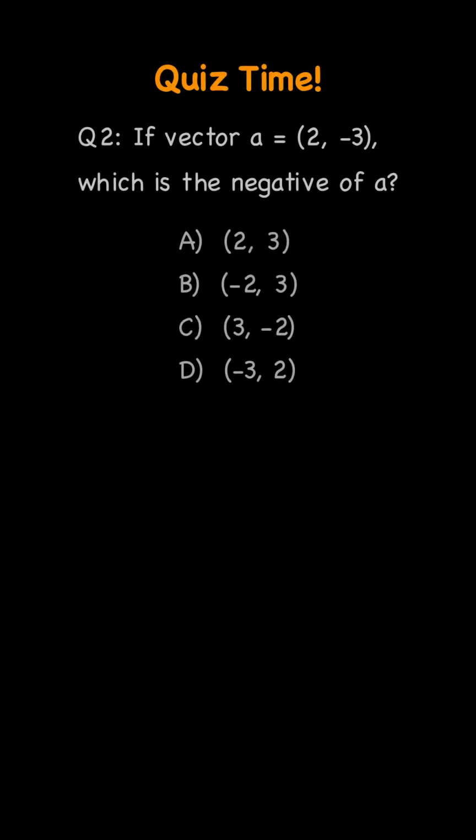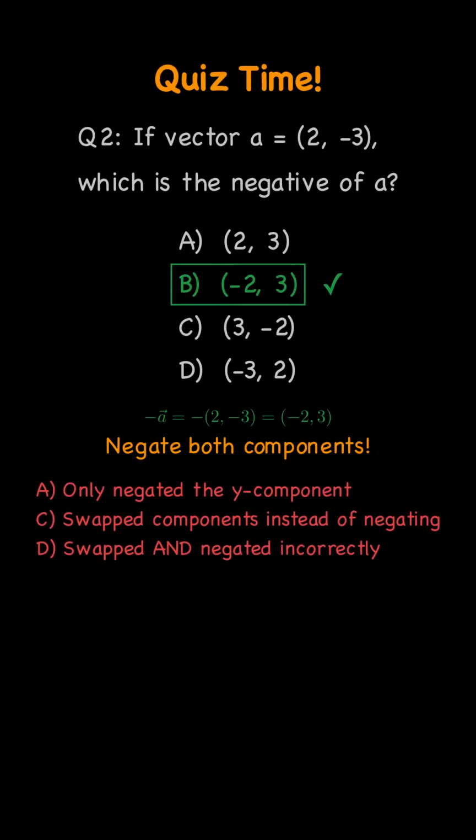Question 2. If vector A equals 2, negative 3, which of the following is the negative of A? Think carefully. Negate both components. The answer is B, negative 2, 3. Negative A equals the negative of 2, negative 3, which is negative 2, 3. Negate both components. Option A only negated the y component. Option C swapped the components. Option D swapped and negated incorrectly.